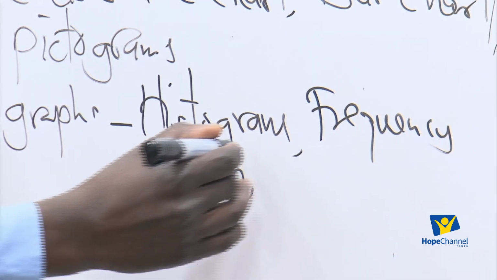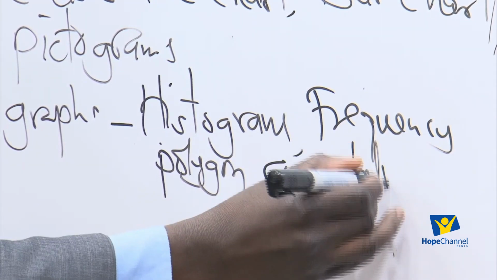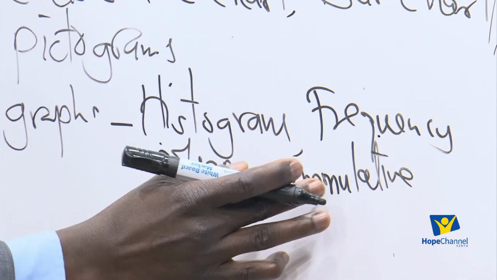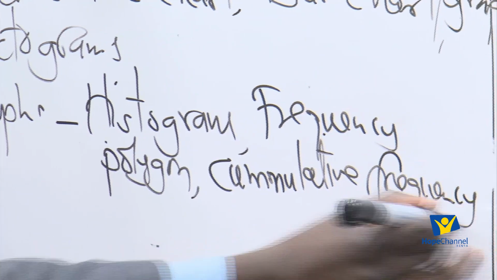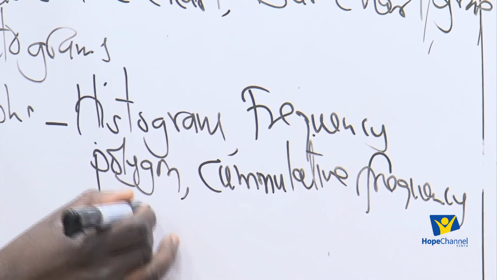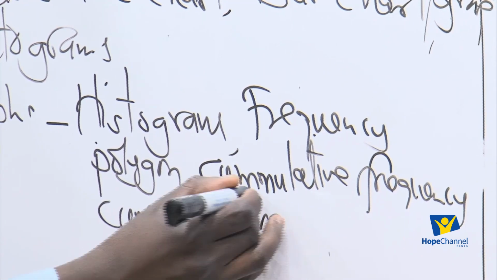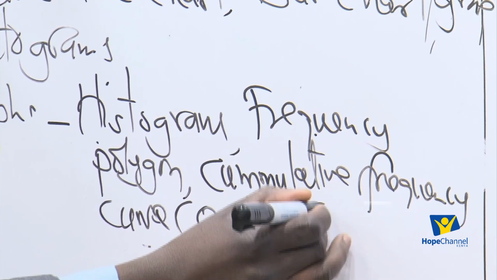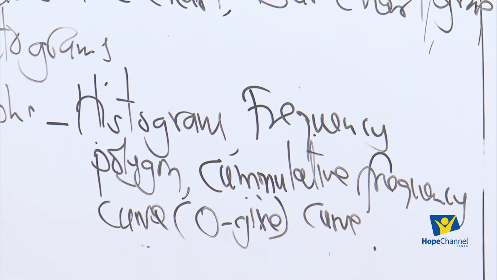And lastly, we have what is called the cumulative frequency curve, the one that sometimes is also known as an ogive curve. So basically, those are the major methods on which we are going to present data.